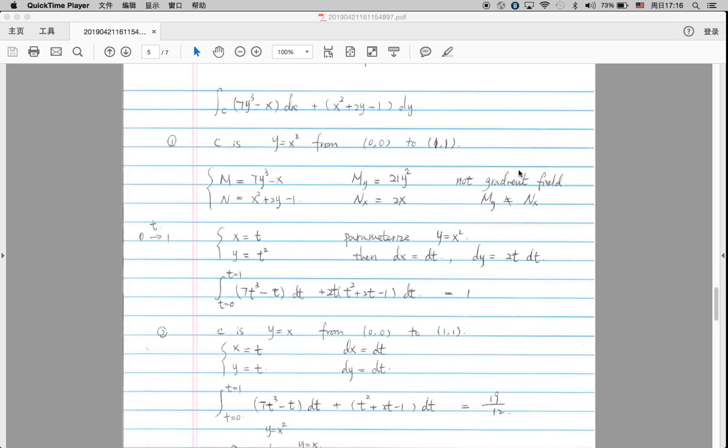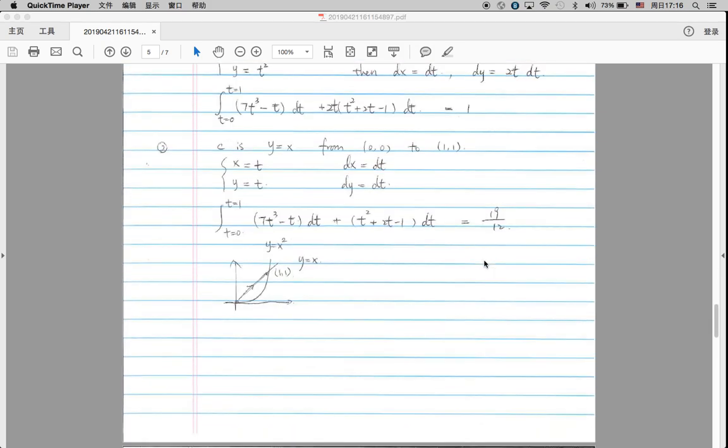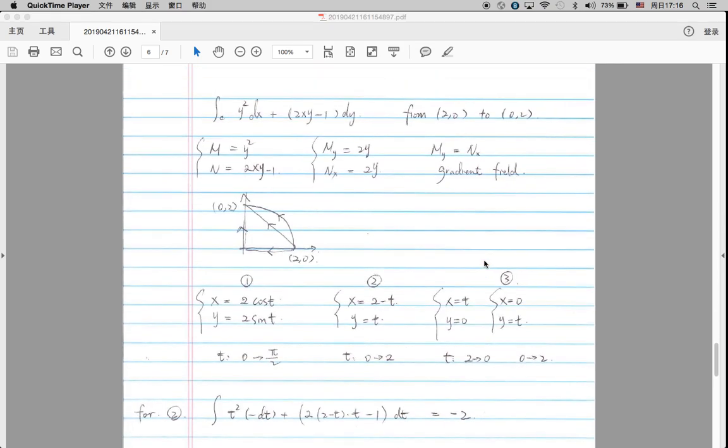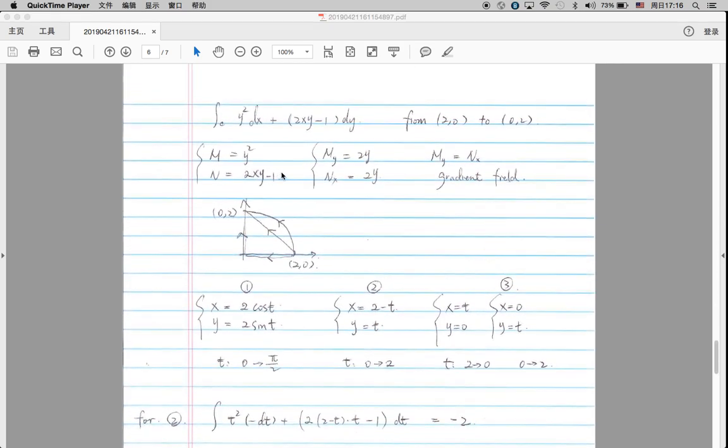So that's one of the reasons we need to test if it is a gradient field or not. So here we have another example. Let's say we are asked to evaluate the integral over this function, also from (2,0) to (0,2). First of all, let's check. So M is equal to y squared, N is equal to 2xy minus 1. Then we take the partial derivatives, and we find out that they are equal. So the criteria is satisfied, and that means this is a gradient field.